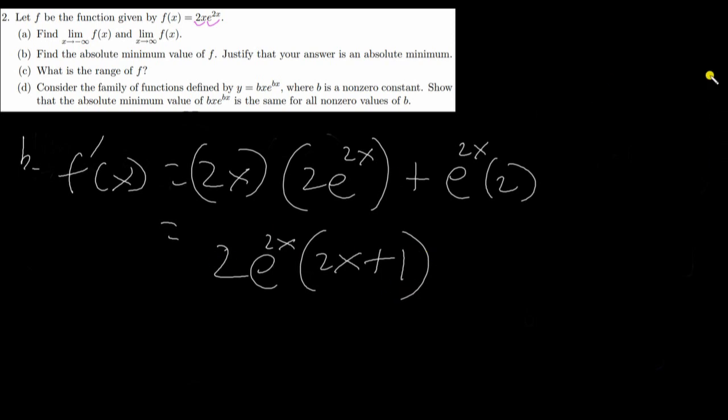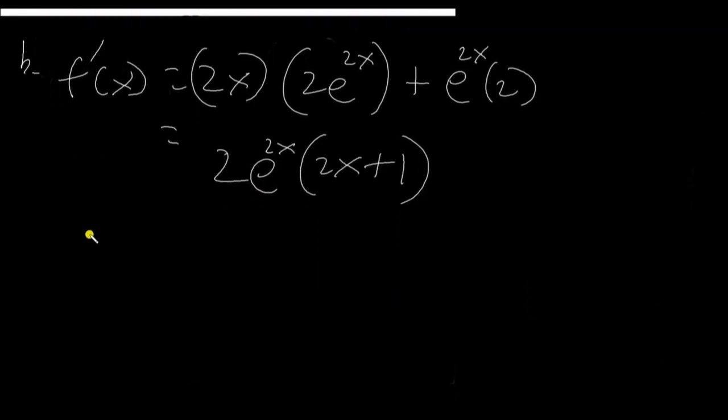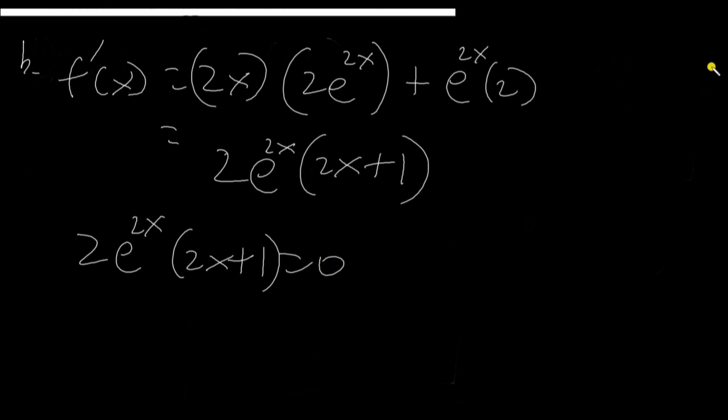And so on a separate line, that's really important, do this stuff on a separate line. I'm going to take what I just wrote and set it equal to 0 to find the critical numbers.